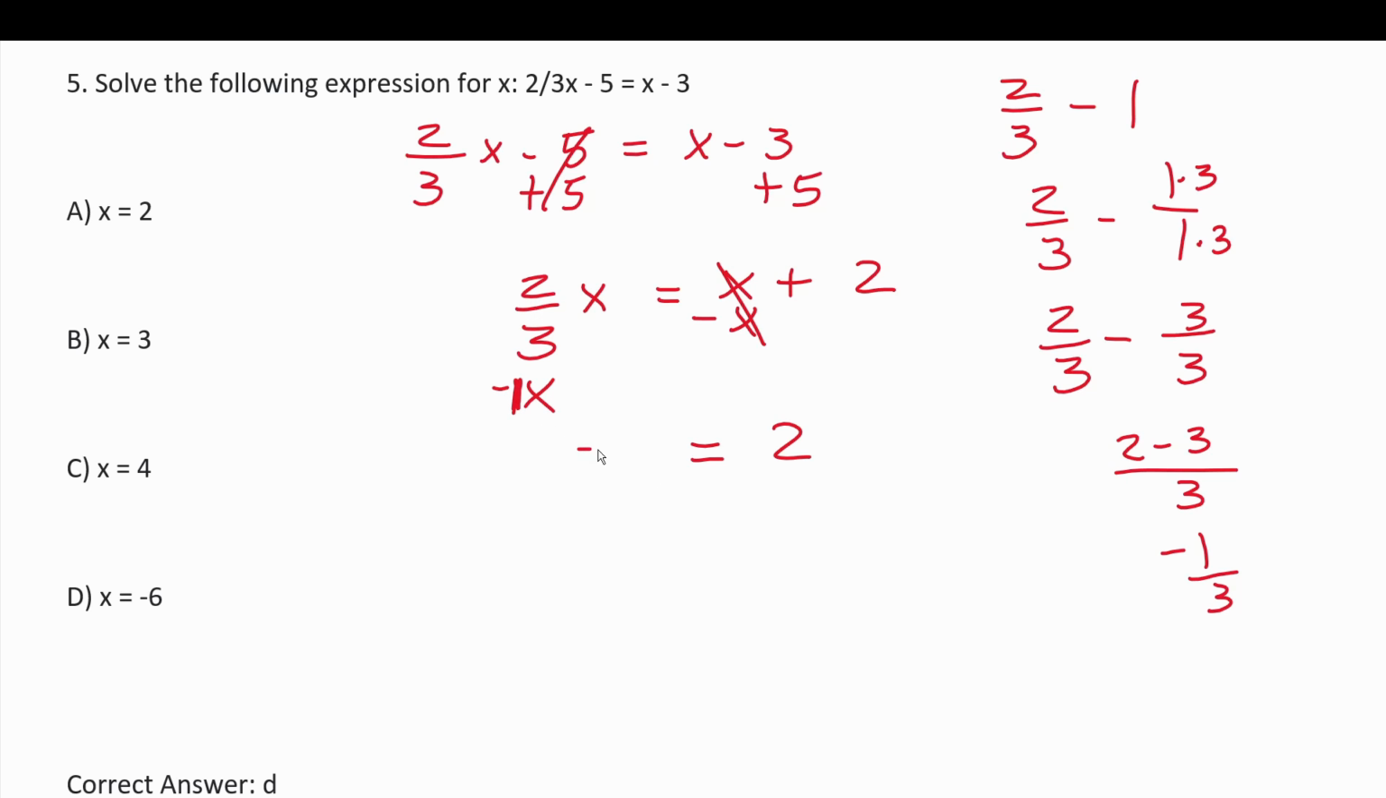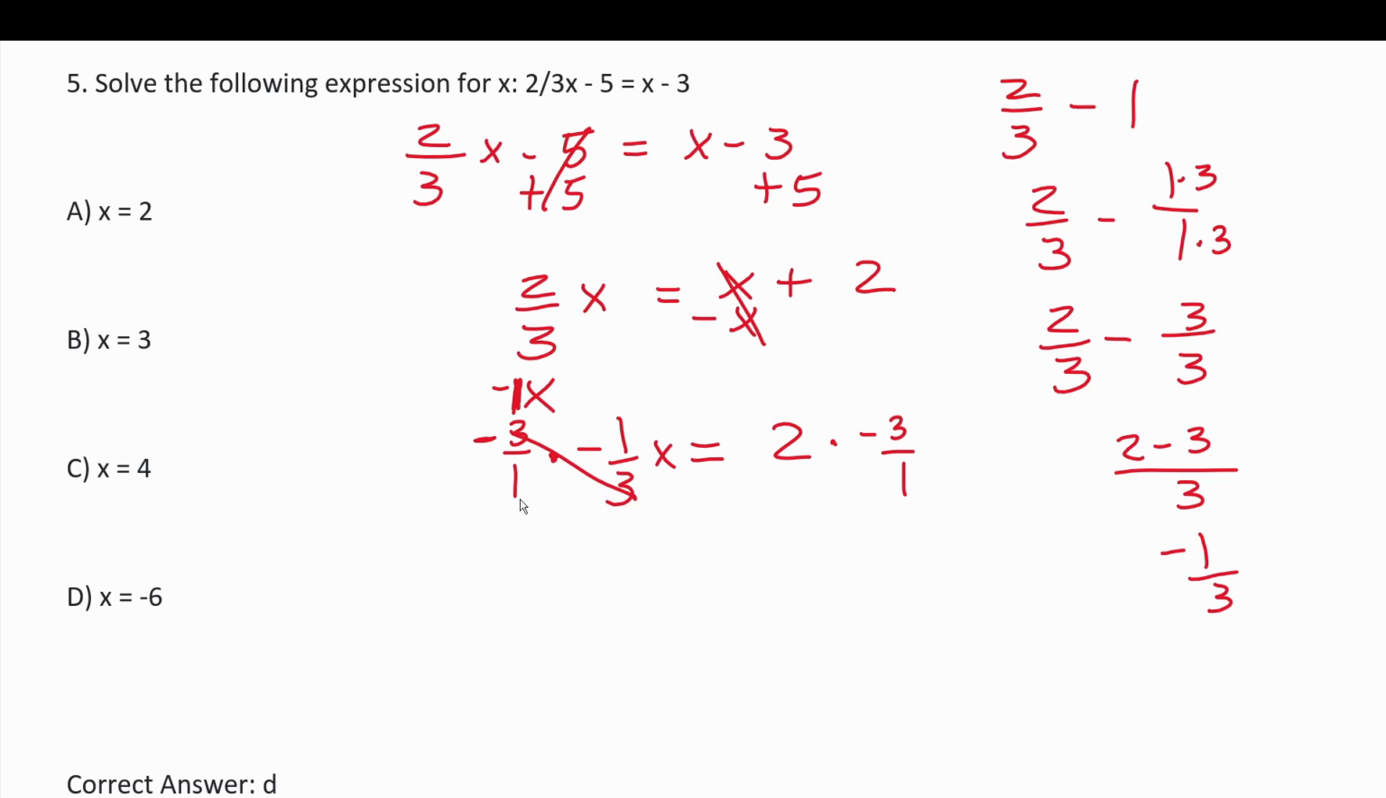This is the same as negative 1/3 x. And now we have to clear this negative 1/3 in order to just solve for x. So we're going to multiply it by its reciprocal. The reciprocal of negative 1/3 is negative 3/1. And we're going to do that to both sides.